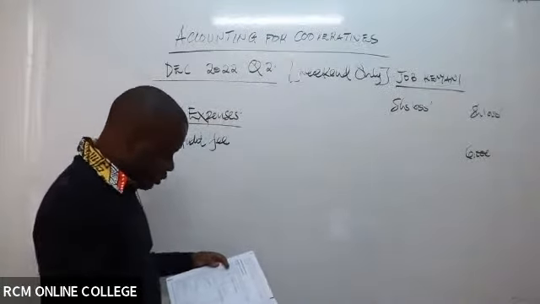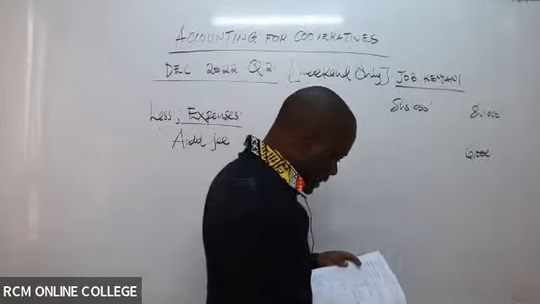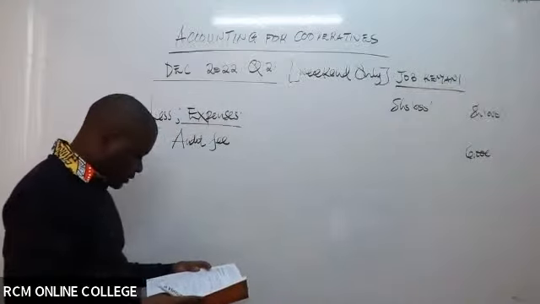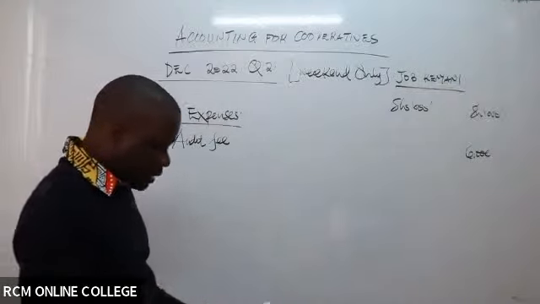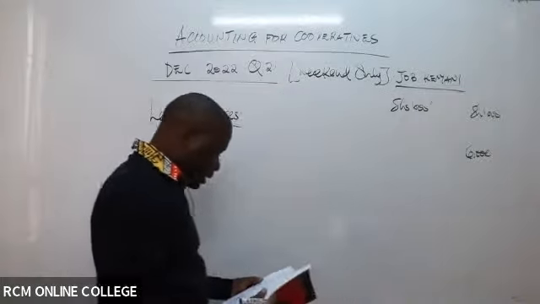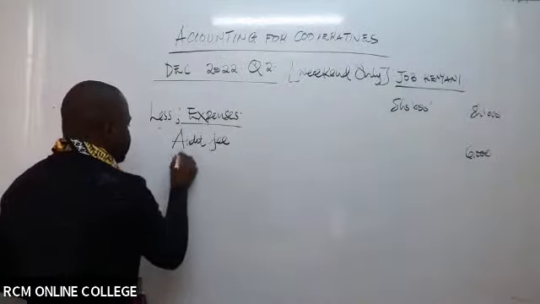Staff salaries and wages amounting to 3.2 million had not been paid as at 31st of December 2021. So staff salaries and wages had not been paid. So of course, in this case, we have staff salaries and wages.